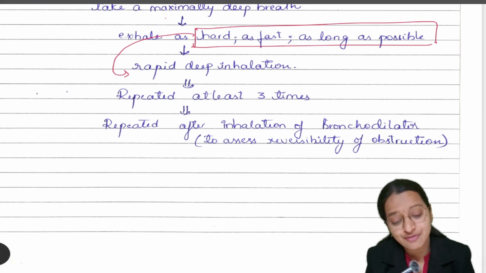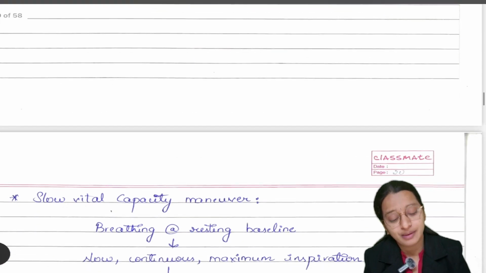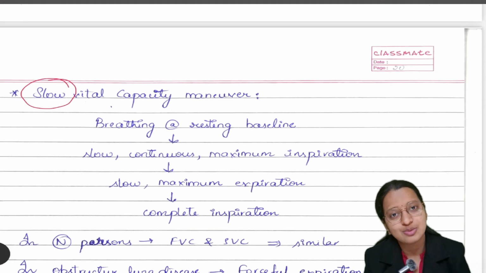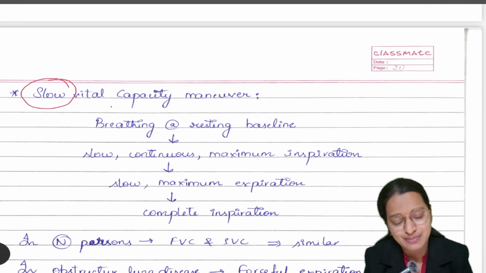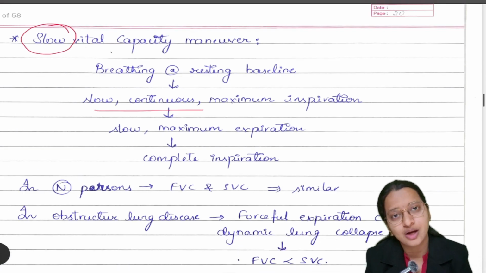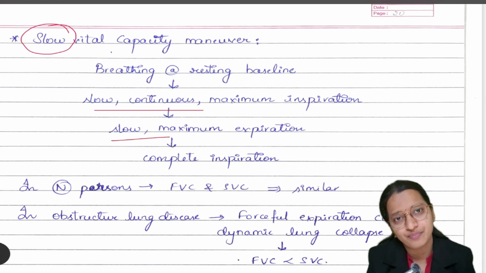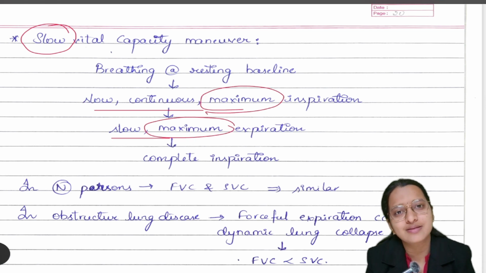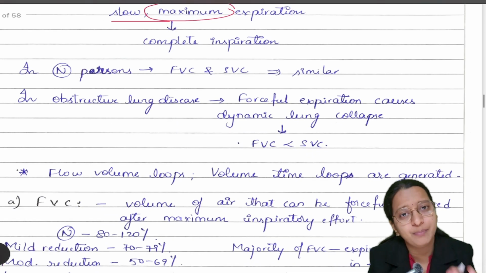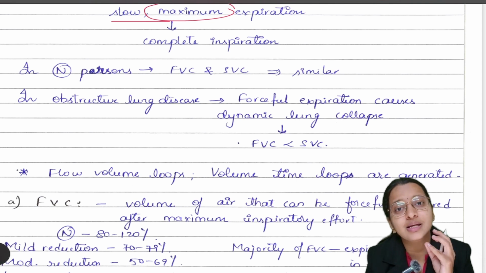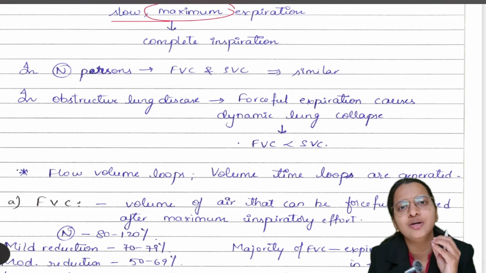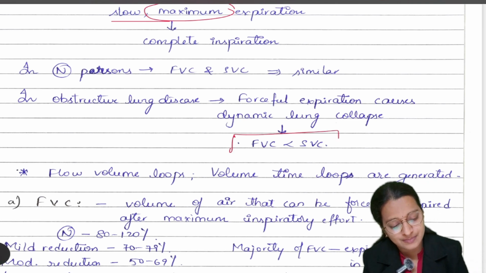Okay. So as there is a forced vital capacity maneuver, you'll be having a slow vital capacity maneuver. In this, there's also maximum inspiration and maximum expiration. But the inspiration would be slow, continuous, and the expiration would also be slow. But the maximum remains the same. Okay. So in normal individuals, the FVC, forced vital capacity, and the slow vital capacity would be almost equal. But in obstructive diseases, what happens? During the forced expiration, there would be dynamic lung collapse. So the forced vital capacity value would be decreased when compared to the slow vital capacity. So that is the difference.